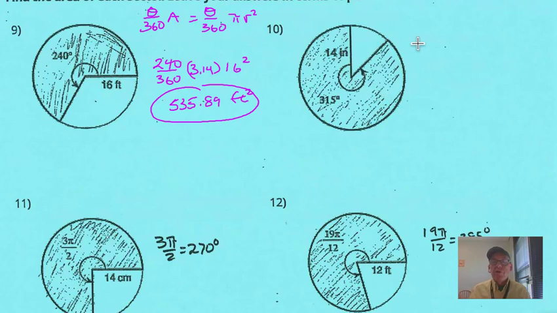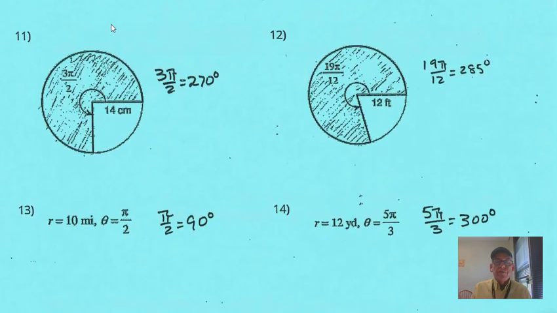Over here we got a 315 degree angle. So 315 over 360 of the area, which is pi, 3.14, times 14 squared. And let's see what we get. Comes out to be 538.51. And we're dealing with inches squared.